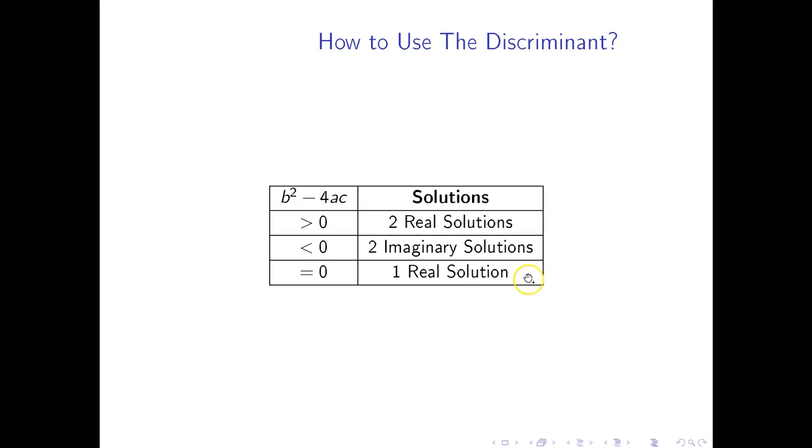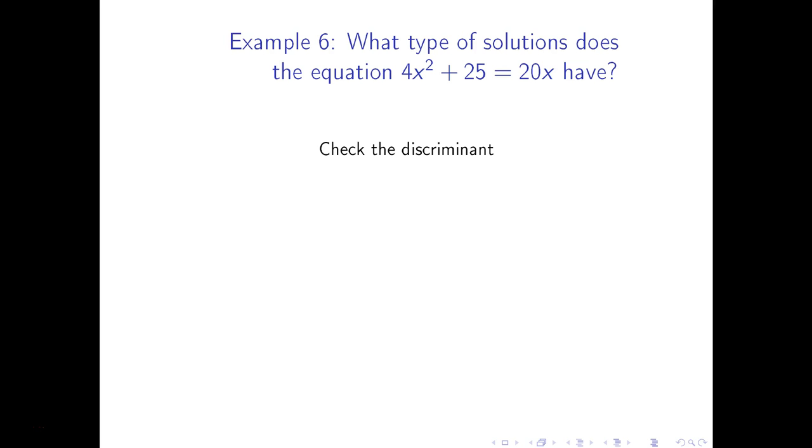Why do we get these by just using this b squared minus 4ac? Well, this means it's plus or minus 0, which is just plus or minus nothing. It doesn't change the value. So let's practice, and I just want you to see how this works, because if I have this equation, I'm going to check the discriminant.